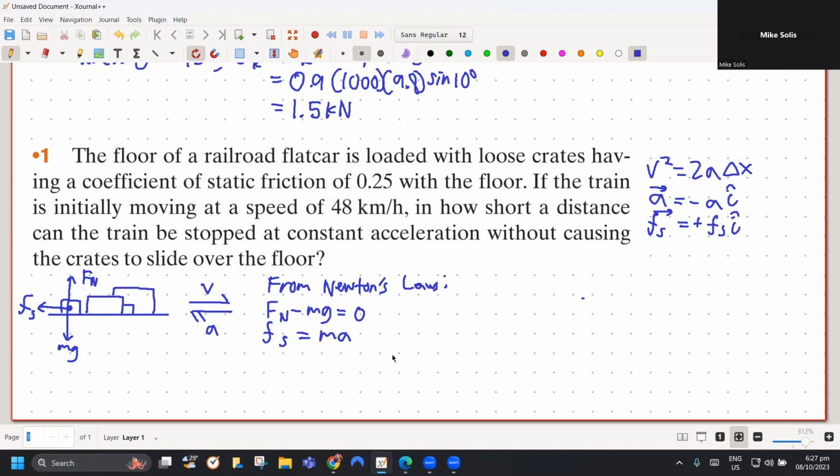Anyway, we'll also discuss the forces on you when you're inside the car when it brakes. Okay, so Fs equals ma. Now, what is the maximum value of Fs that the floor can supply? The maximum value, Fs max.